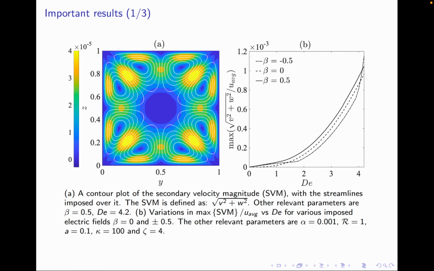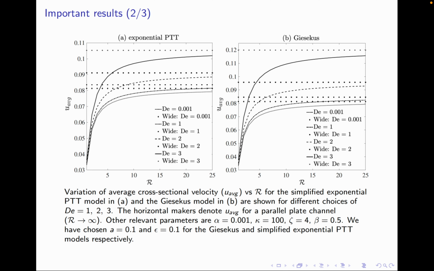It's interesting to note that in the Giesekus model, the flow in rectangular channels cannot be unidirectional. Along with the axial flow, we see circulation as shown in the streamlines. Another interesting result is this. We plot the average velocity against the aspect ratio. The dotted lines show the average velocity for flows in infinitely wide parallel plate channels, which we obtained from the existing research papers. As our aspect ratio increases, our average velocity approaches the value in infinitely wide channel flow.